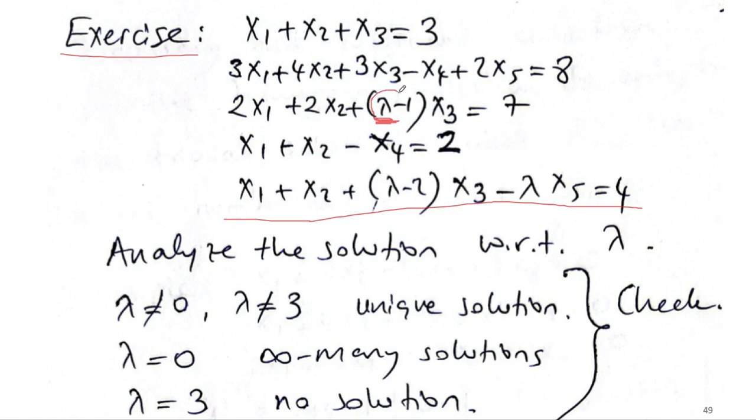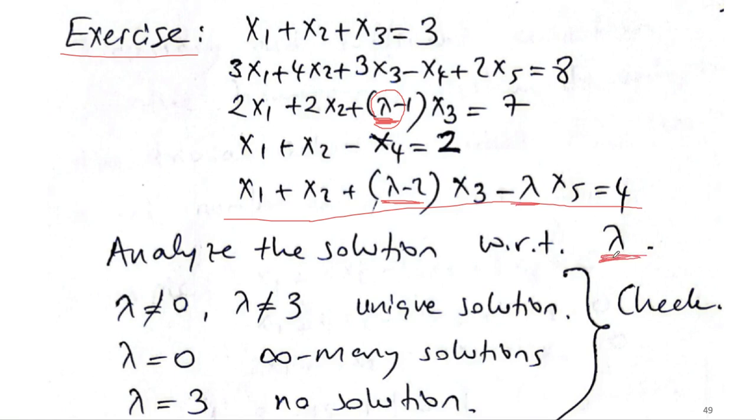We have this lambda. It's an unknown parameter here. Also lambda minus 2 and lambda here. So you need to analyze the solution. You should do your row operations and obtain the simplified form, and then analyze the solution with respect to lambda.